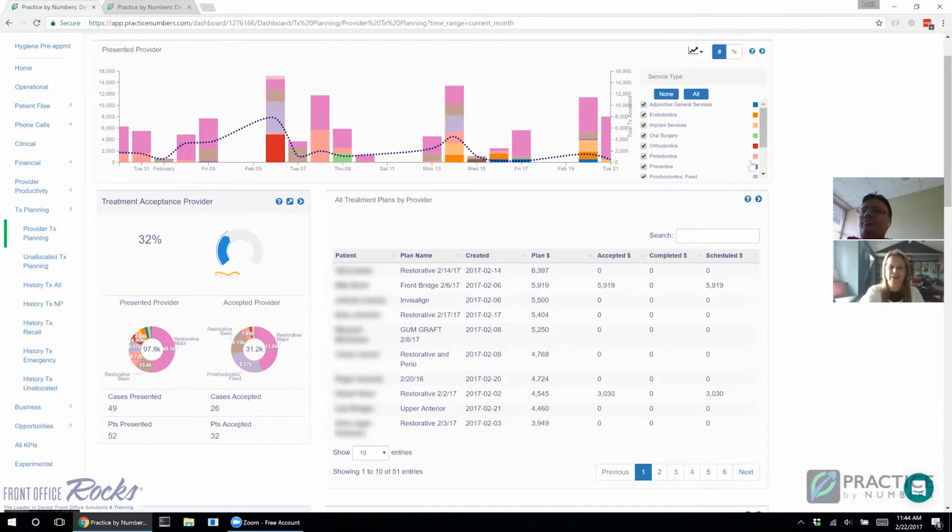So that's what I love most about this. It's a good way for the doctor and the treatment coordinators to stay connected on who we need to get in, who accepted, and how much they accepted. It's real data. It's sitting right in front of you.